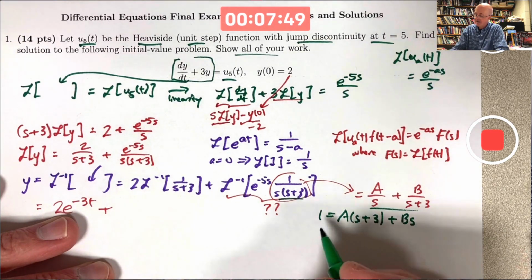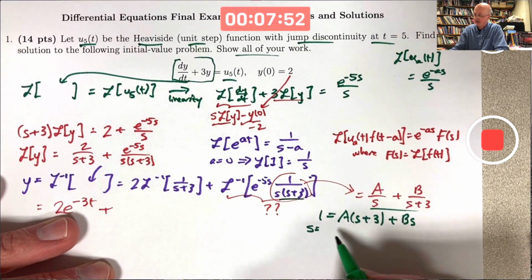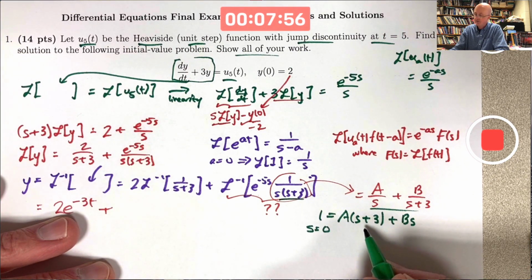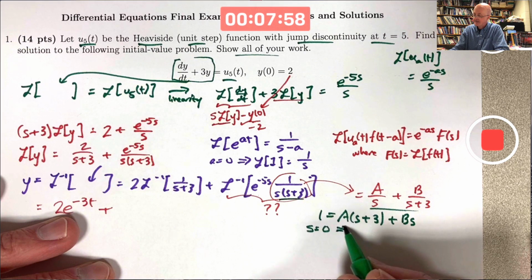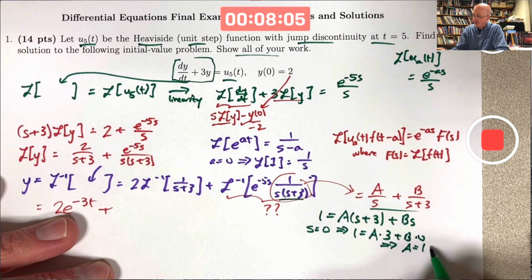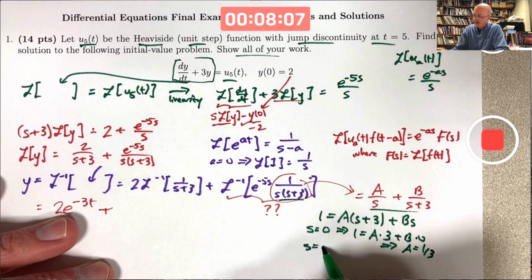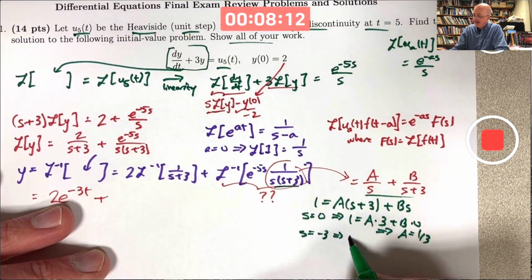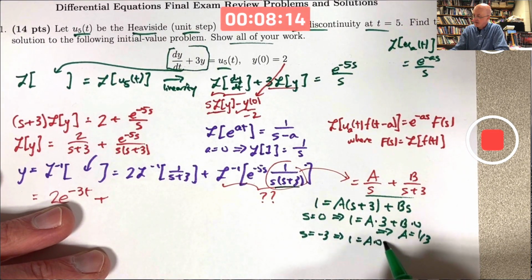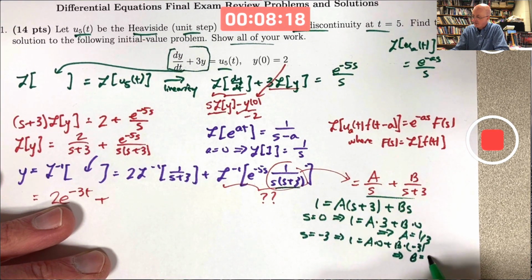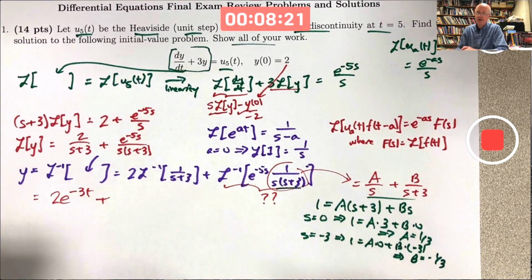However, it's quicker, and it does work, if you just pick special values for s, like s equals 0 to make that term go away, and s equals negative 3 to make this term go away. If s is 0, I get 1 equals A times 3 plus B times 0, and therefore A must be 1/3. And if s equals negative 3, I want this equation to be true no matter what s is, I'll get 1 equals A times 0 plus B times negative 3, and so B becomes negative 1/3. Okay, so I'm going to use that here as well as linearity.